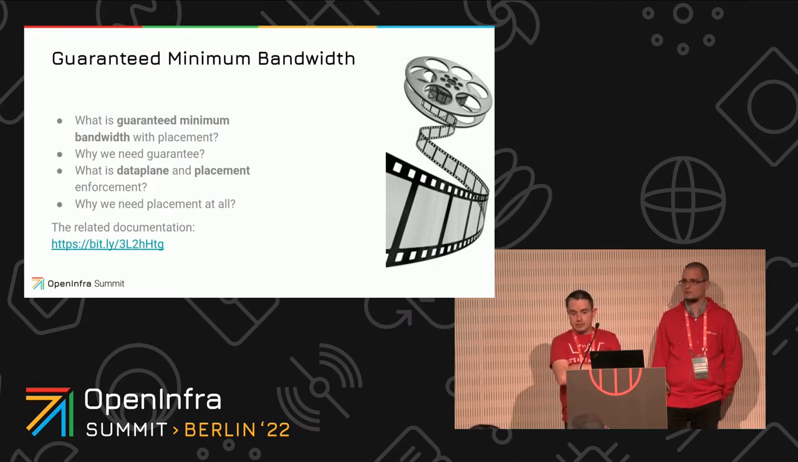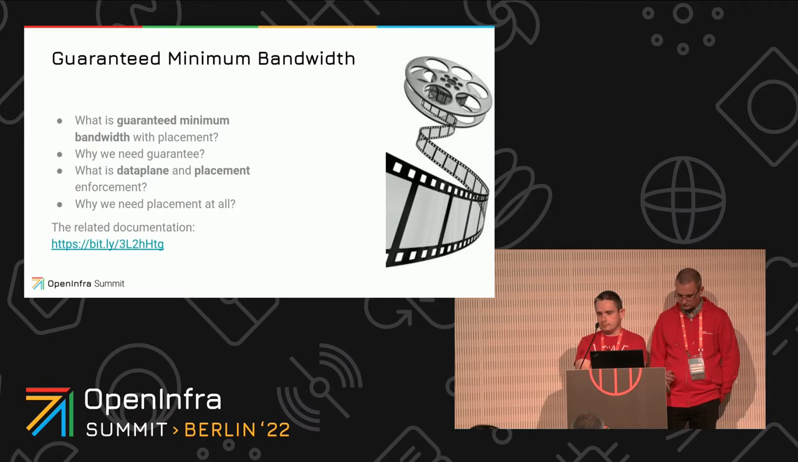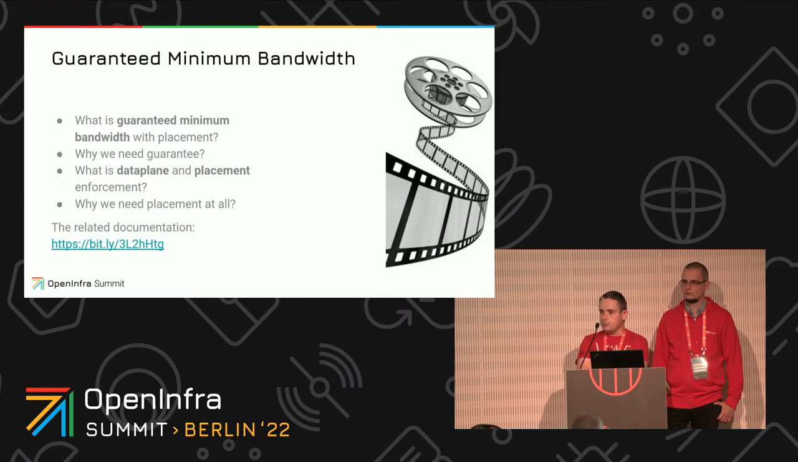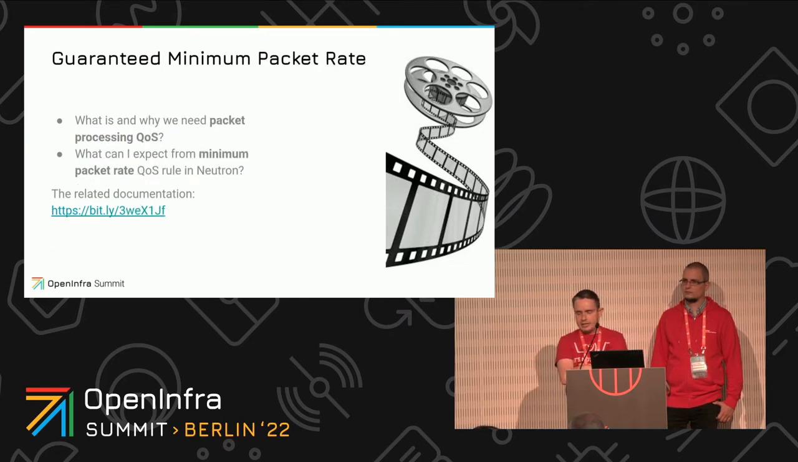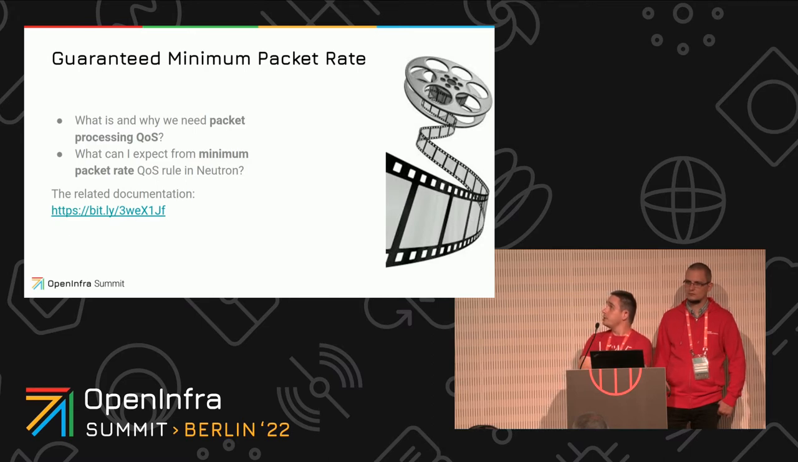Minimum bandwidth is the next one. That is to offer a minimum bandwidth for your ports or networks, which will be guaranteed on your host. The next one is a packet rate limit. That is to limit the amount of packets which your ports or networks can use. And the last one is the guaranteed minimum packet rate feature. That is similar to minimum bandwidth, to guarantee that your applications always have the required packet rate capacity on your host. Actually, I would like to highlight two types from these quality of service rules. The first one is the guaranteed minimum bandwidth.